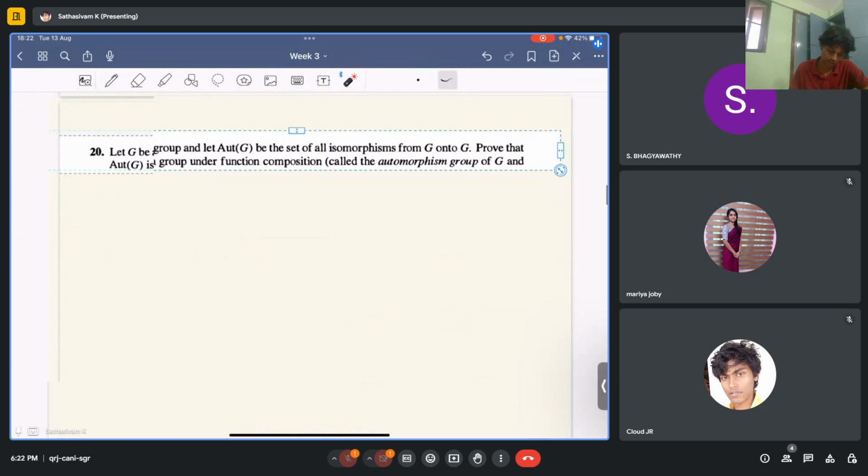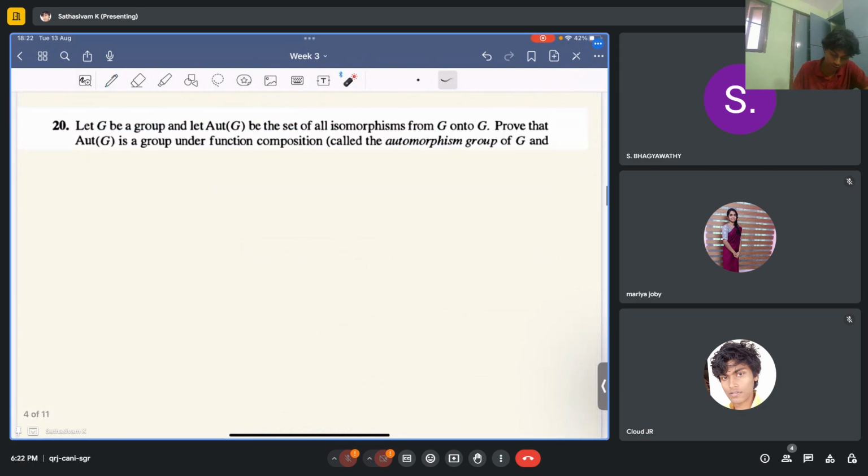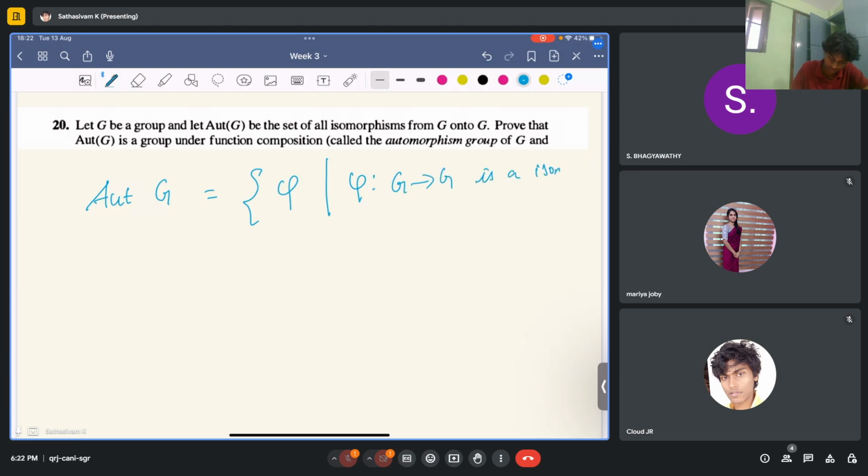Okay, so now let's move on to something interesting. Suppose G is a group, and the automorphism of G is the set of all isomorphisms from G to G. You collect all the isomorphisms from a group to itself, and that set is called the automorphism group. So basically, Aut(G) is the set of phi, where phi from G to G is an isomorphism.